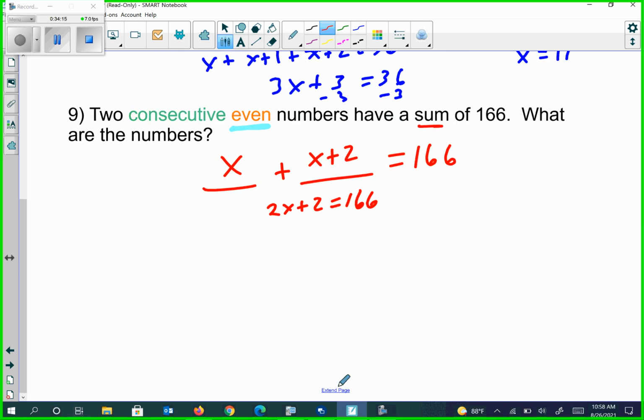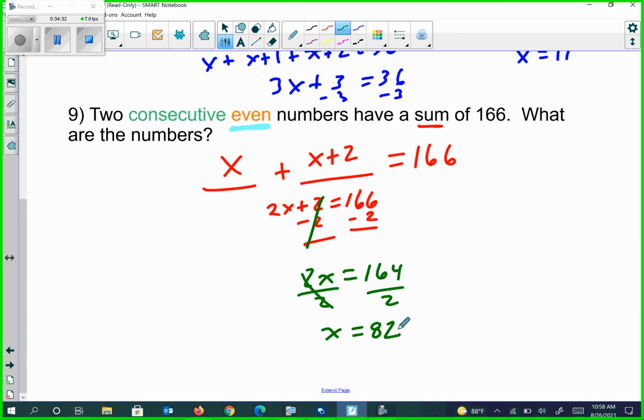And then we're just doing a little math there. Subtract 2, subtract 2. I tried to change color, but it didn't change on me. 164. Divide by 2. 2 goes into 16 how many times? 8. 2 goes into 4 how many times? 82. Is 82 an even number? Yeah. So if this is 82, what does the next number have to be that's even and consecutive? 84. If I add 82 and 84 together, I get 166.